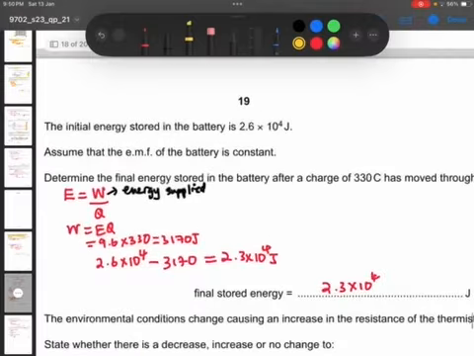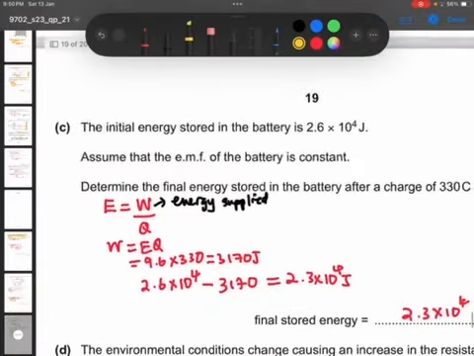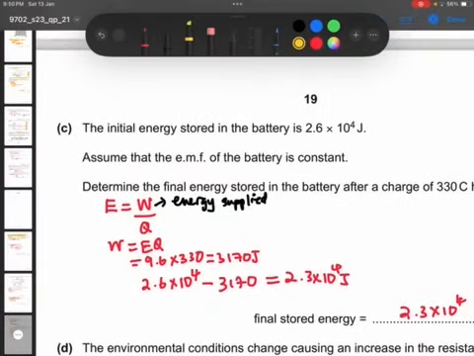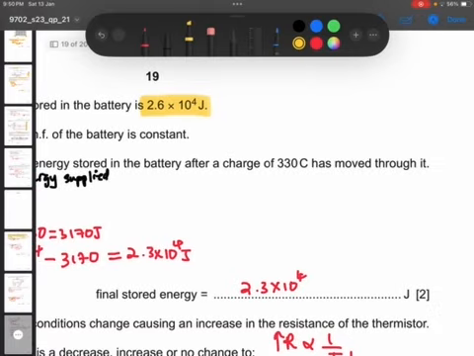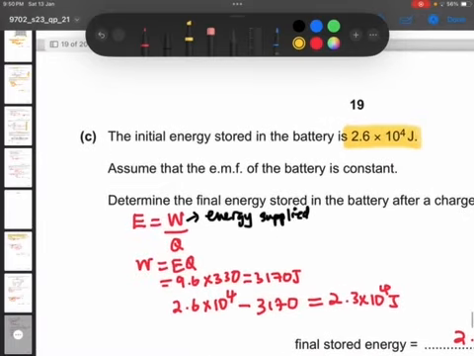Then the next, the question asks us, the initial energy stored in the battery is 2.6 times 10 to the power of 4 joules. Assume that the EMF is constant at 9.6 volts, as we know from that circuit. Determine the final energy stored in the battery after the charge of 330 coulomb has moved through it. So the charge has moved through the battery.